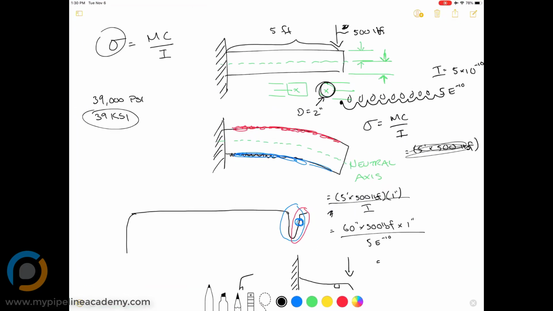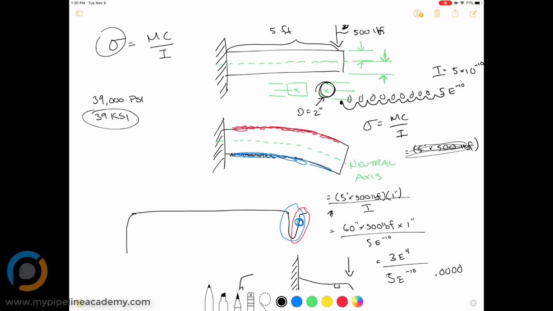So that equals 30,000, which is 3e to the fourth, over 5e to the negative 10. So we're going to be left with 3 over 5 e to the negative 6. It's going to be a very, very small number. It's going to be 0.0000 something, which is much, much less than 39,000 KSI. So maybe our I is inaccurate.